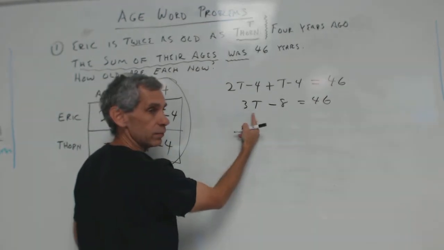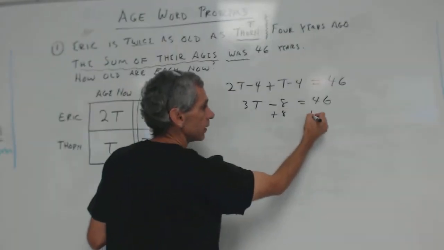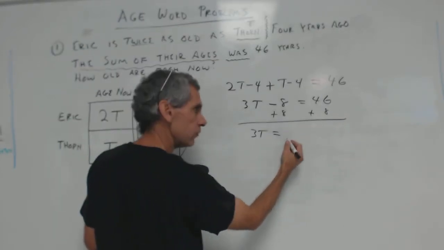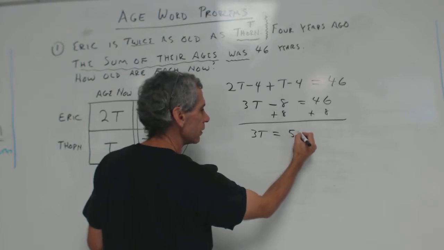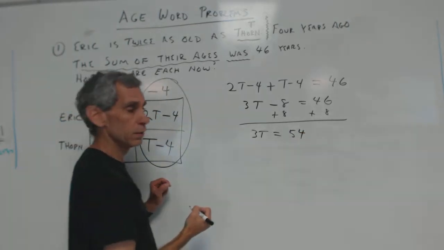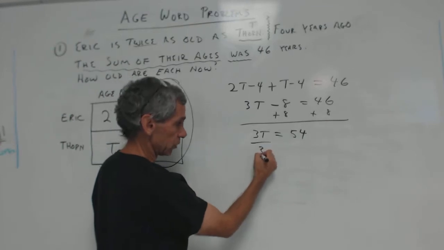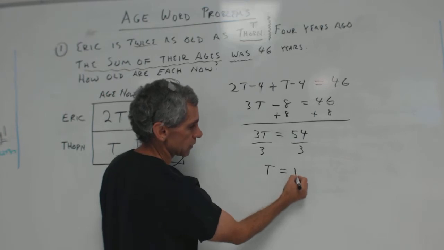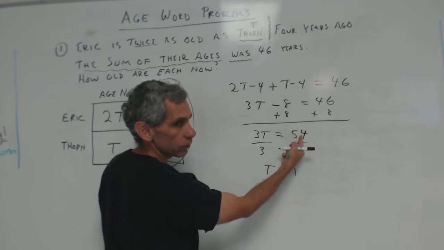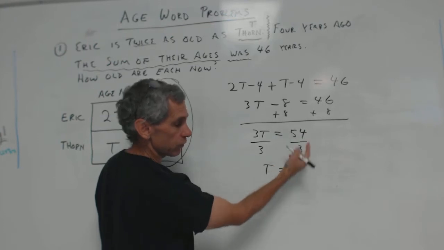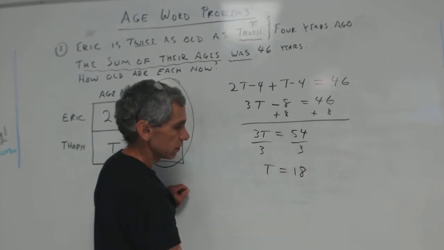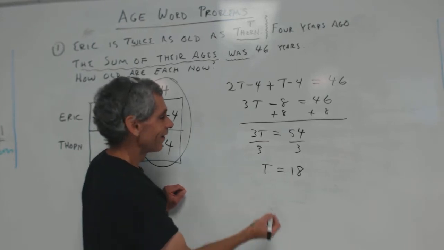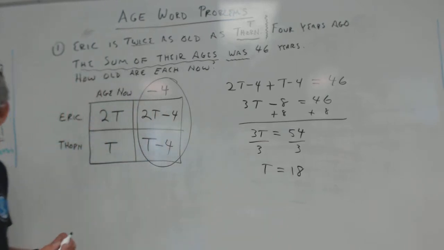I want the t's all by themselves, so I add 8, and then I got 3t is equal to 54, I believe. Am I doing that right? I think so, 54. Divide by 3. T is equal to... 3 goes in 5 once, with 2 left over. 2 goes with the 4, 24. 3 goes in 24 8 times, 18. Thorn. So Eric is 36. Eric is 36, young man. Thorn is 18.